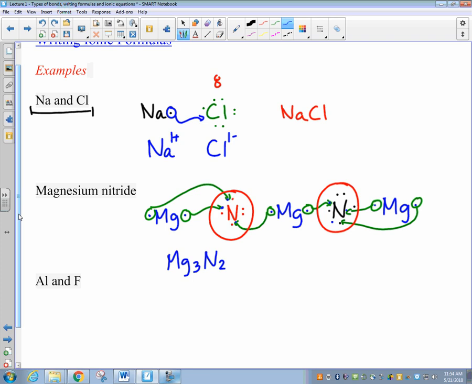Within our compound, we had magnesium atoms, which each gave up 2 electrons. In losing 2 electrons, the magnesium ion would therefore take on a charge of +2. That is, having lost 2 negatives, it becomes more positive. Each of those nitrogens, which had a total of 5 valence electrons to start with, picked up 3 more electrons from the magnesiums to complete their octets, and therefore each of the nitride ions ends up with a charge of -3.